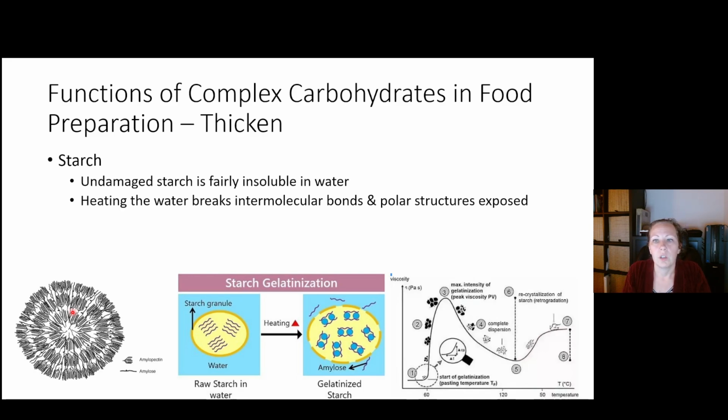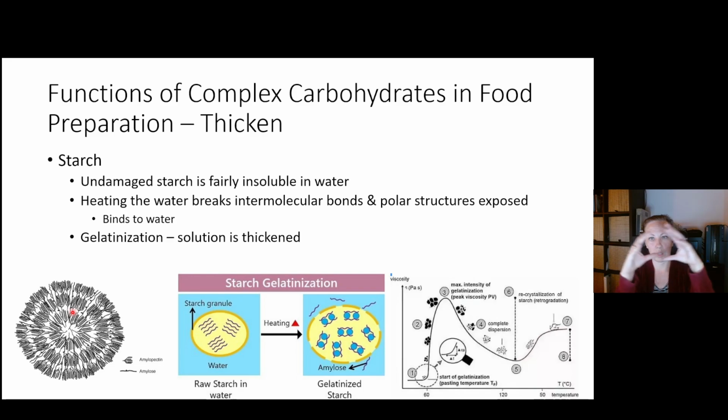And so the water gets into those crevices as those bonds are broken with heat, and the starch granules start to swell in a process that is called gelatinization. And with that, the water or the solution becomes thicker. You are swelling those starch granules and water is binding. You're having less water that is loose in solution and more that is bound to the starch. And all of that results in a thickening effect in your solution.